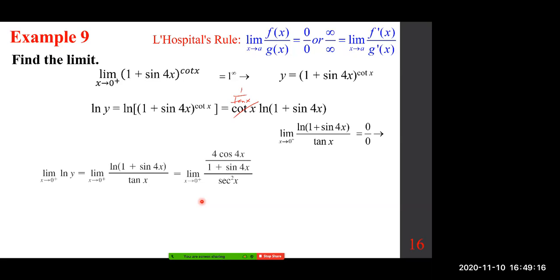Now, what happens when you plug in 0? This becomes a 4, this becomes 1, this becomes 1, and the answer is 4. So I hope you see that when you plug in cosine, okay, this becomes 4 times 1. This becomes 1 plus 0. And then over secant is 1 over cosine, and that's 1, and that's why we end up with 4.